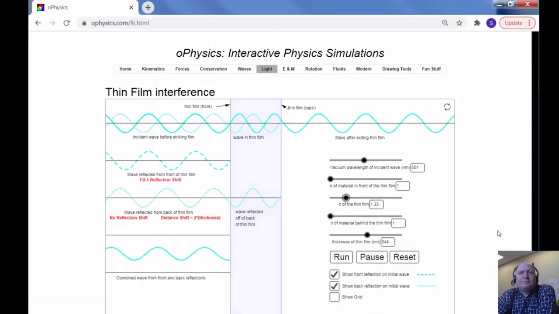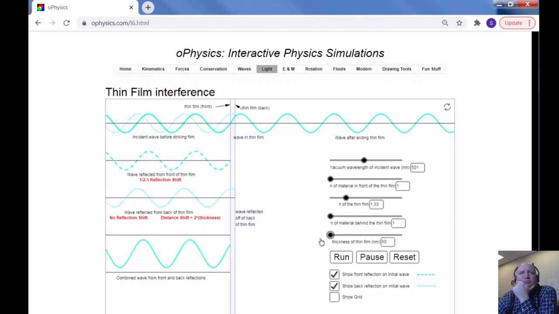Actually, I got it to 1.33 exact. So now I have air, water, and I'm going to leave our last index at air. So air, water, air. This is roughly a bubble. Okay. Now let's just watch what happens.